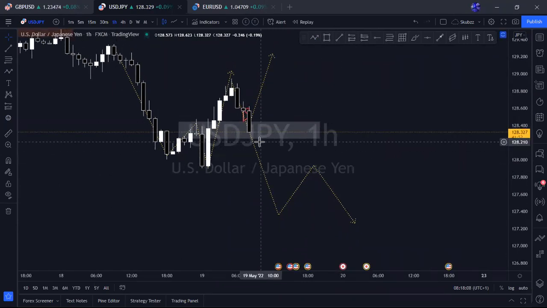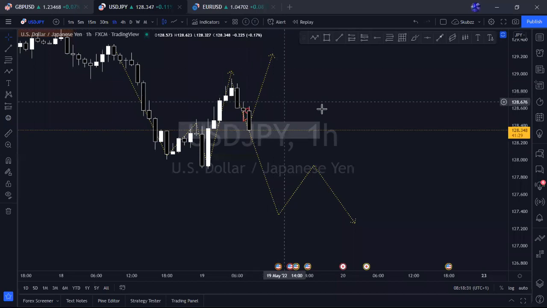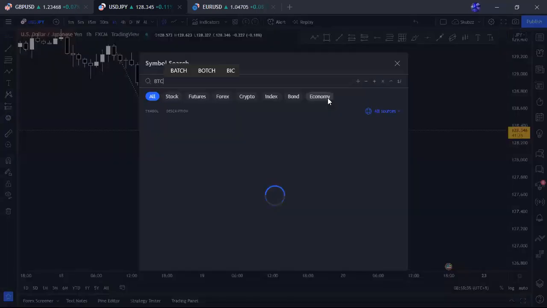Do you understand the whole USDJPY analysis? Do you guys understand it? Are you guys with me? Yes. Okay, good. Let's take a look at BTC. Someone said I should look at BTC on the 15 minutes.